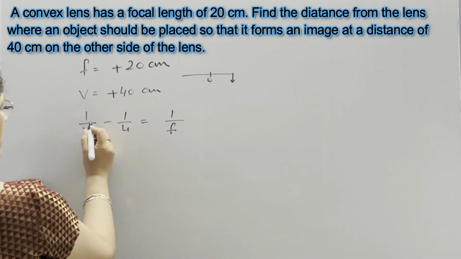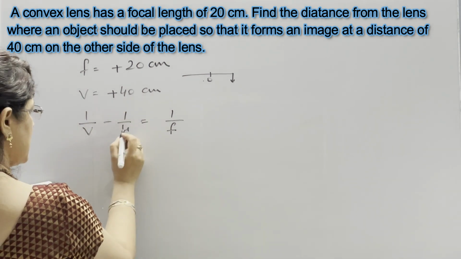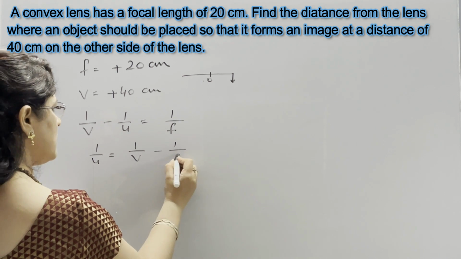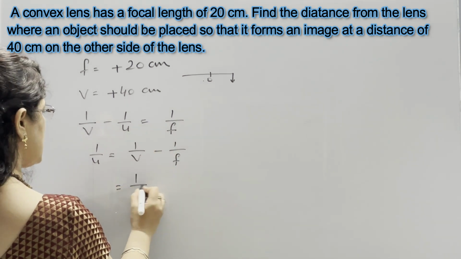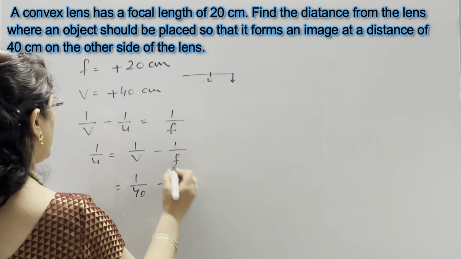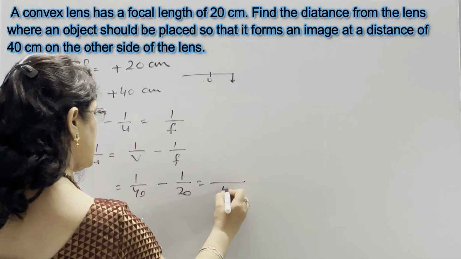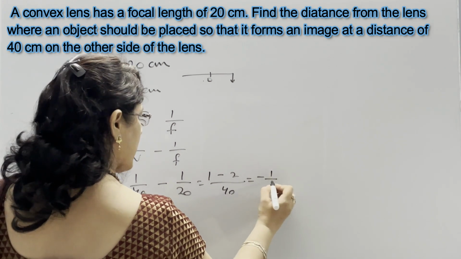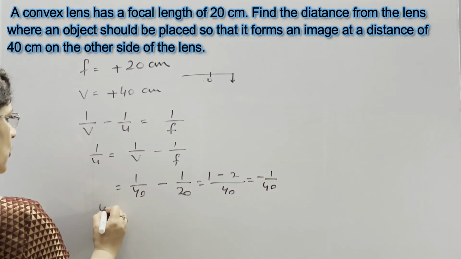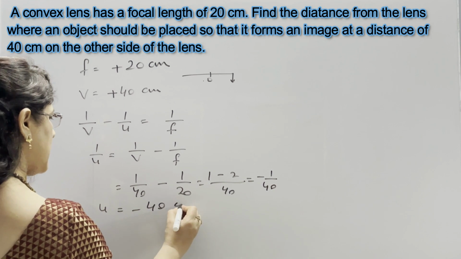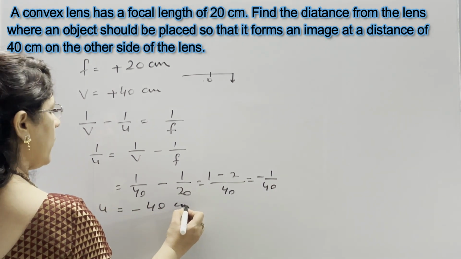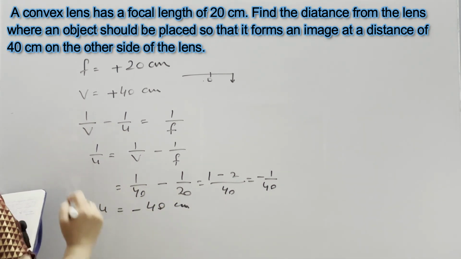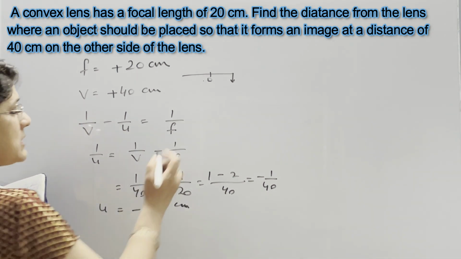We have to calculate the object distance u. So 1 by u is equal to 1 by v minus 1 by f. 1 by v means 1 by 40 minus 1 by f means 20. LCM is 40. 1 minus 2, it means minus 1 by 40. So u is equal to minus 40 centimeter on the left side of the lens. We are placing the object at a distance of 40 centimeter. You can also check your answer here.